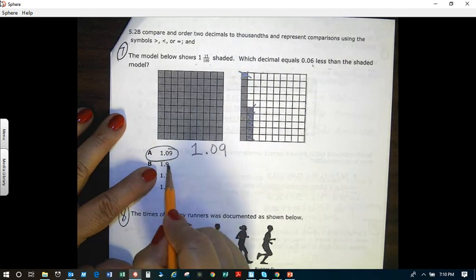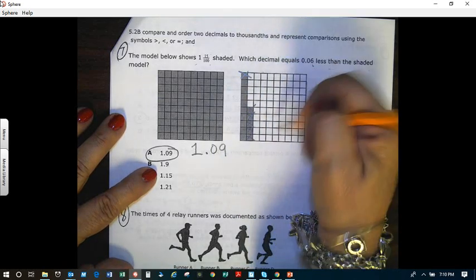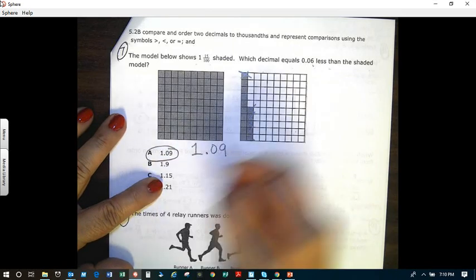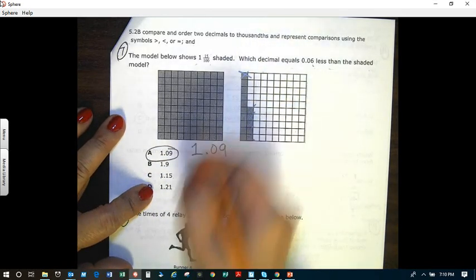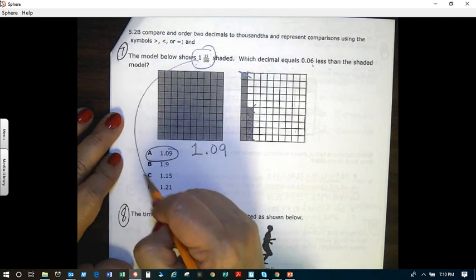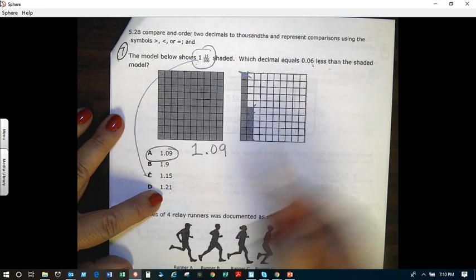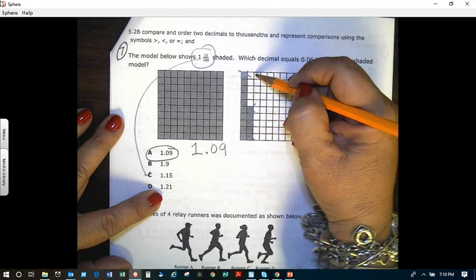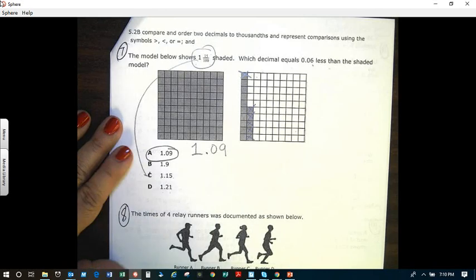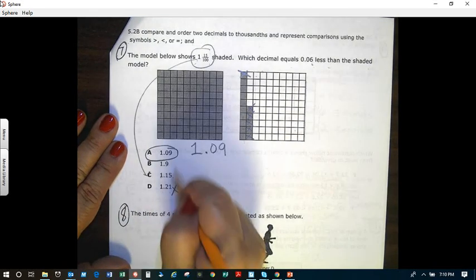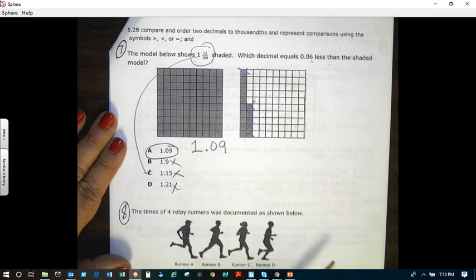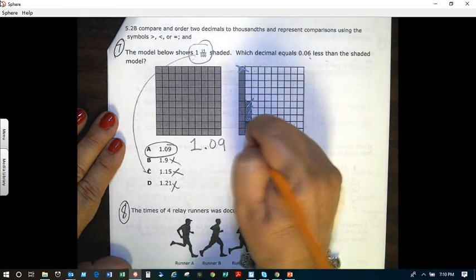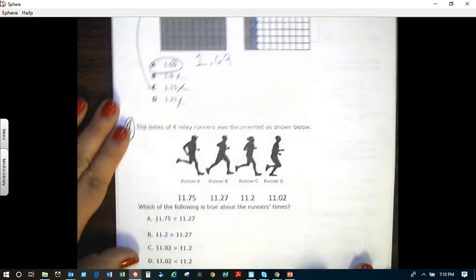This is 9 tenths. What would that look like? It would have it all shaded up to here. 1 and 15 hundredths, that's what we just had here. Because this is the same as this one. 1 and 21 hundredths, you would have had 1 tenth, 2 tenths, and then, so it's 20 and then 1. So that would not have worked. Okay, so you see how I just took away using my grid. Let's go to the next one.